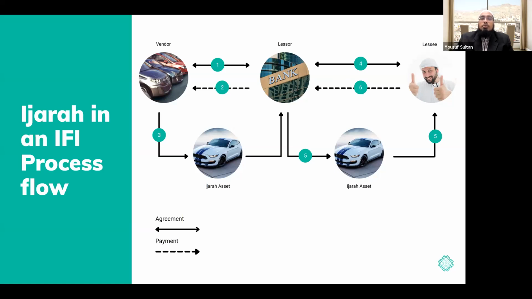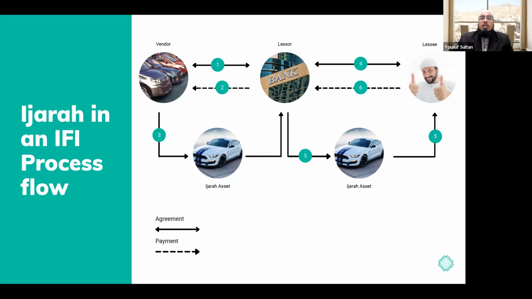Now, once he procures the asset from the vendor on behalf of the bank, then he has to transfer the ownership of the asset to the bank or to the financial institution, and only then can he sign the agreement or get possession of it. This is for a sales contract or Murabaha contract. For Ijara, we will go into the next slides.